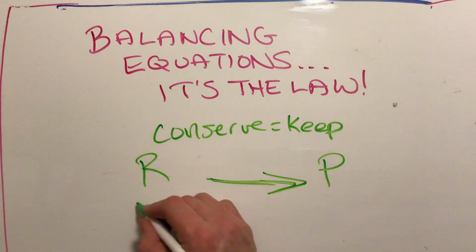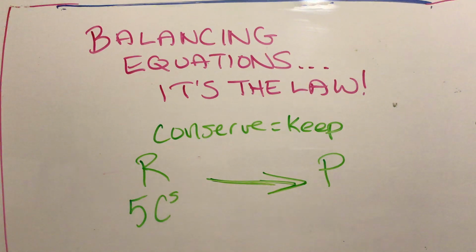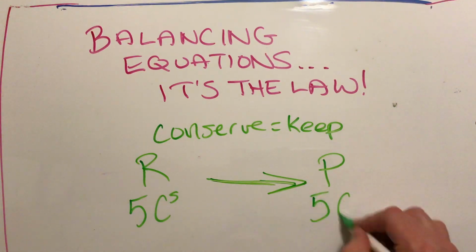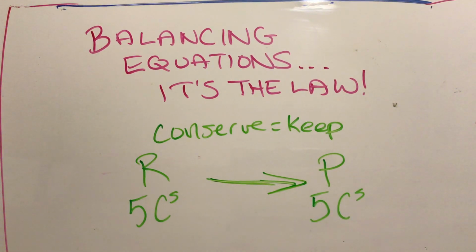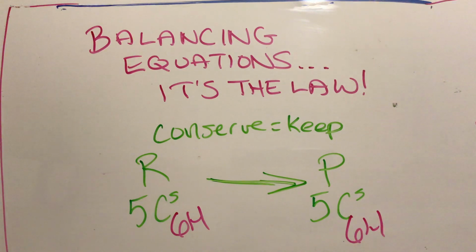This basically means that if I have, like I said earlier, 5 carbons going in, I have to have 5 carbons come out. Right? If I have 6 hydrogens going in as various parts of my reactants, those 6 hydrogens have to end up somewhere in my products. All right? It's also known as the law of conservation of mass.